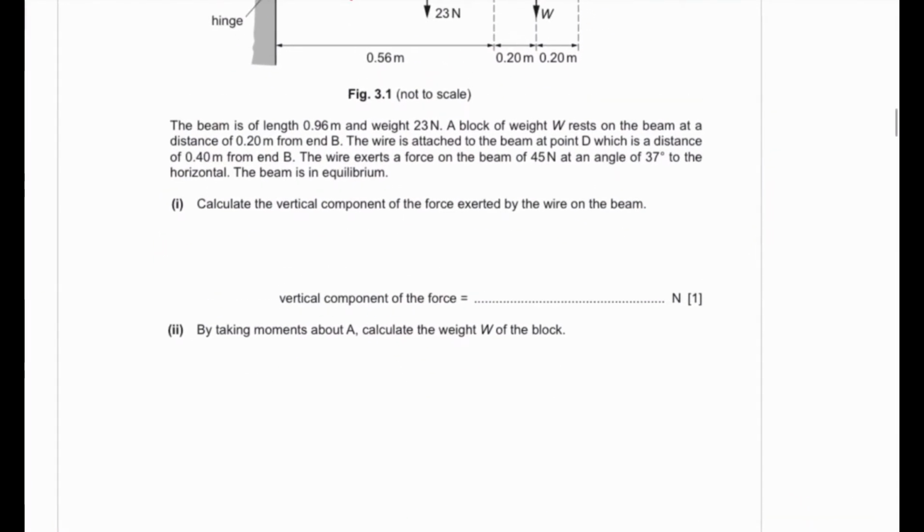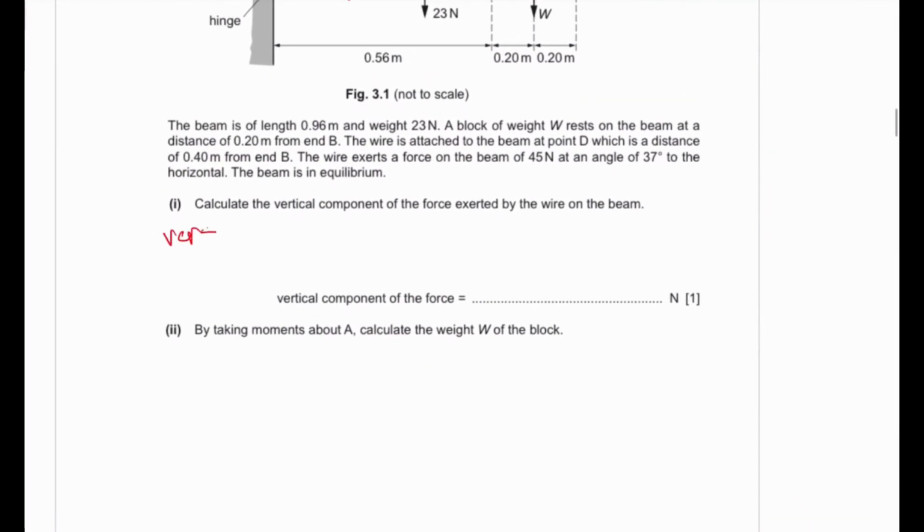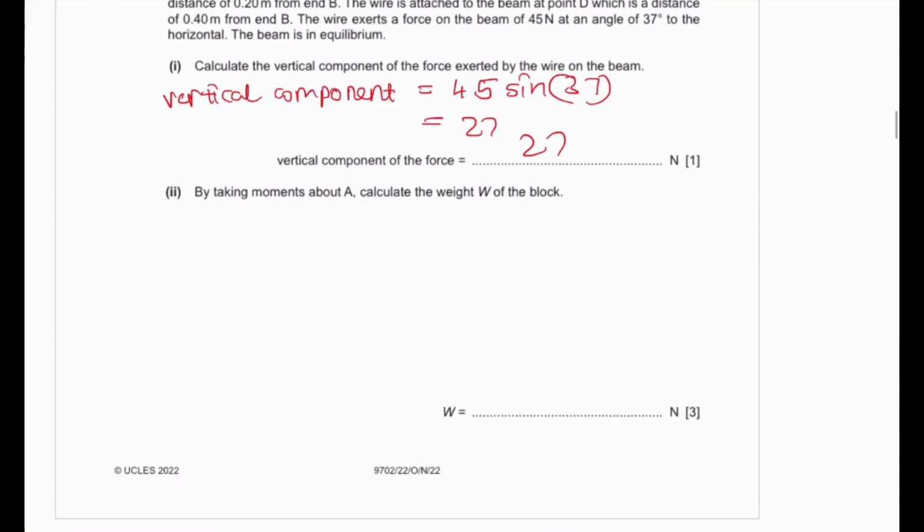So the vertical component is actually equivalent to 45, okay? So the vertical component is actually equivalent to 45 sine of 37. That basically gives us 27 newtons, okay? Move on to the next question.